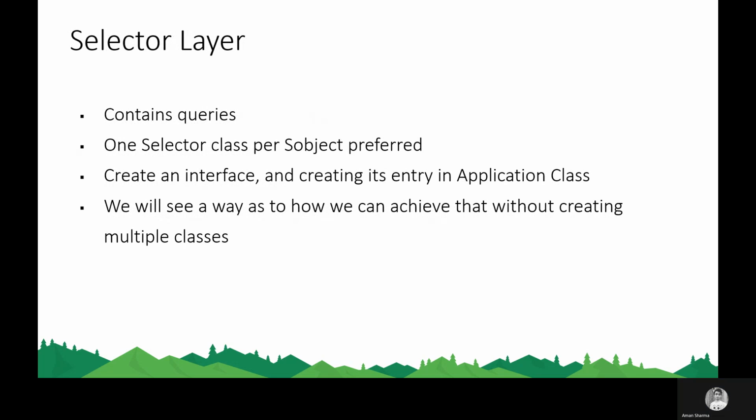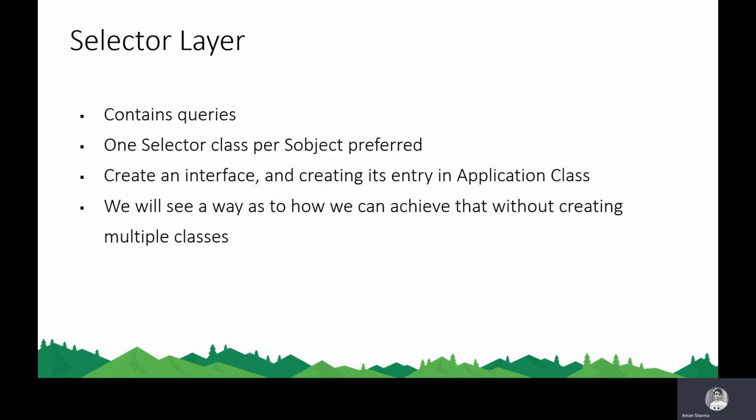Selector layer. The selector layer contains queries, and it is preferred that we have one class per S object. So if we have a query on account, then we can have an account selector. If we have a query on opportunity, then we can have an opportunity selector. And if we have a contact query, then we can have a contact selector. That is how a selector class is created.